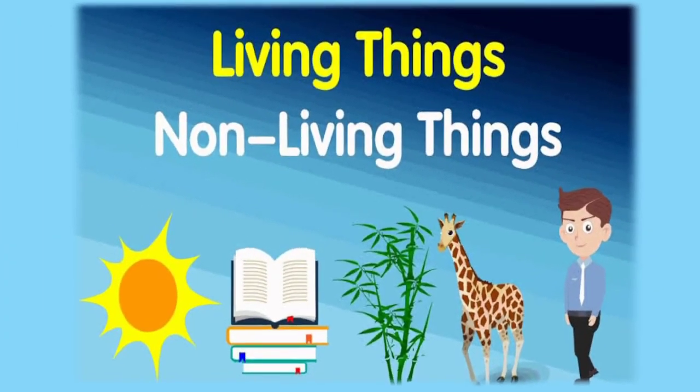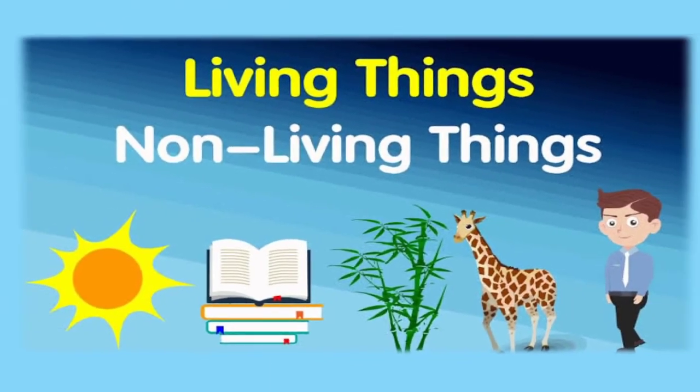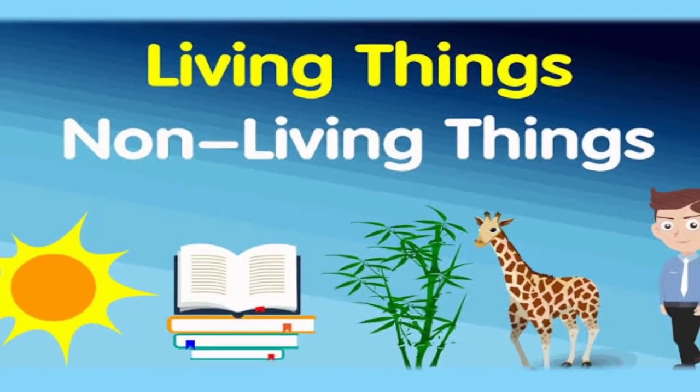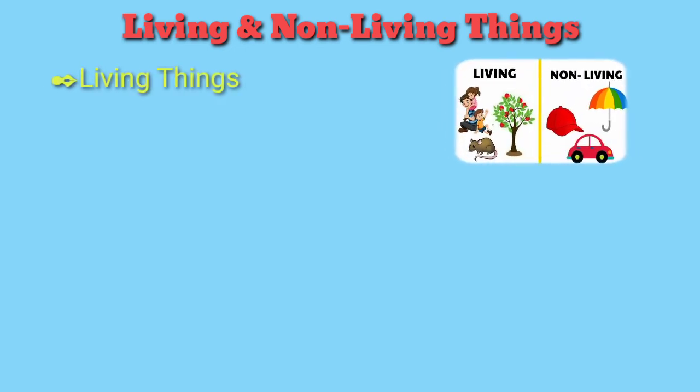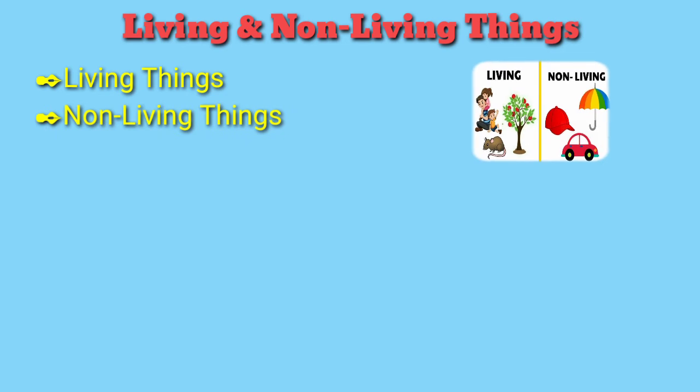Okay, so here we are again with a new chapter. It is chapter 7, Living and the Non-Living Things. In this chapter, basically, you are going to study about the living things and the non-living things.